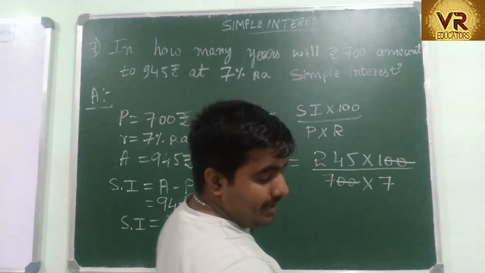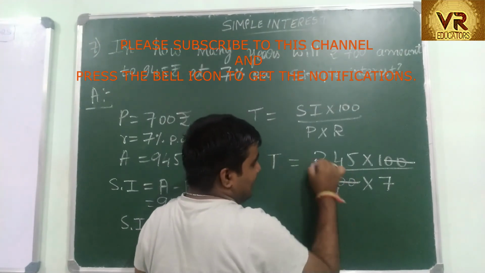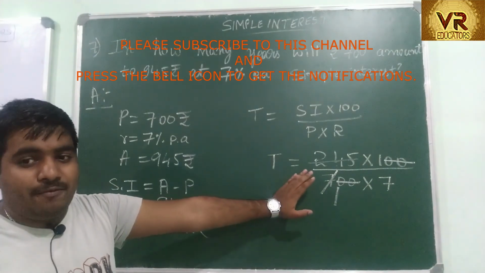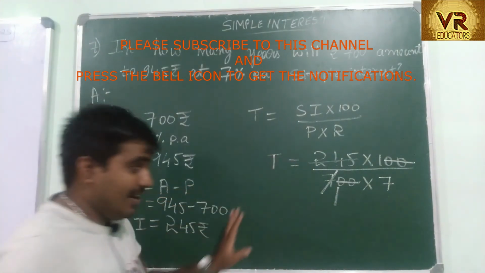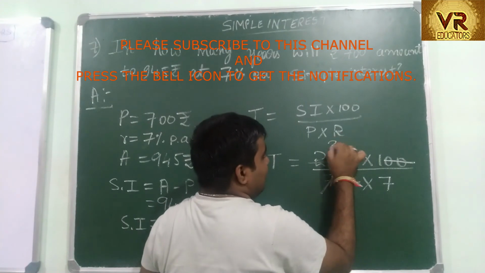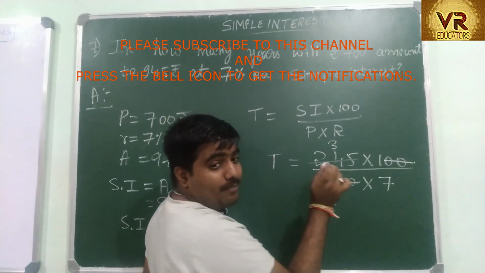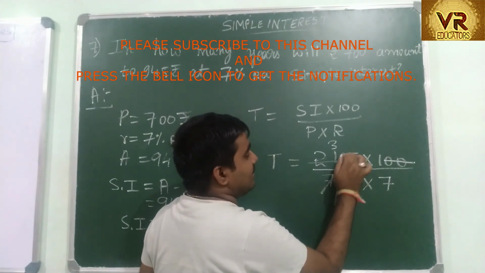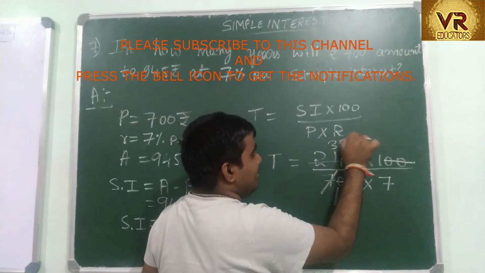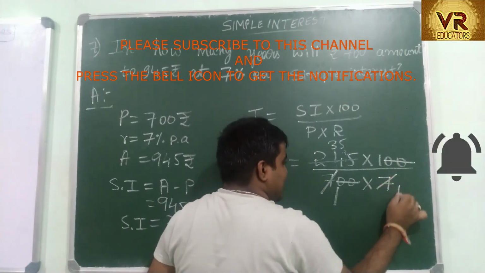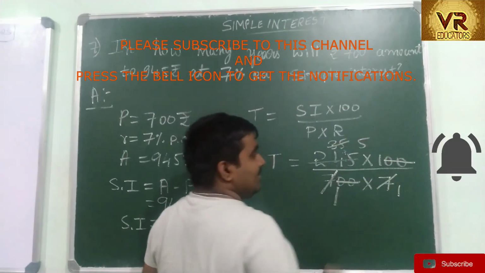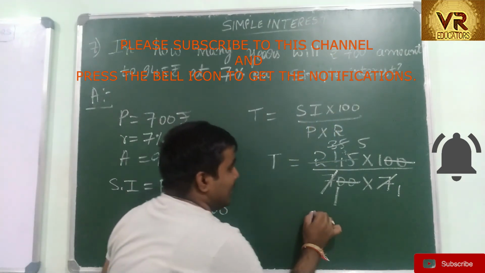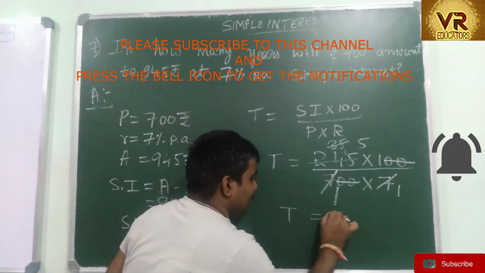It is divisible by 7. 7 ones are 7. 7 how many times? 7 twos are 14, 7 threes are 21. So 24 minus 21 is 3. Remainder is 3. This number will become 35. 7 fives are 35. 7 ones are 7. 7 fives are 35. So what is the last number you got? Only 5. So time is equal to 5 years.